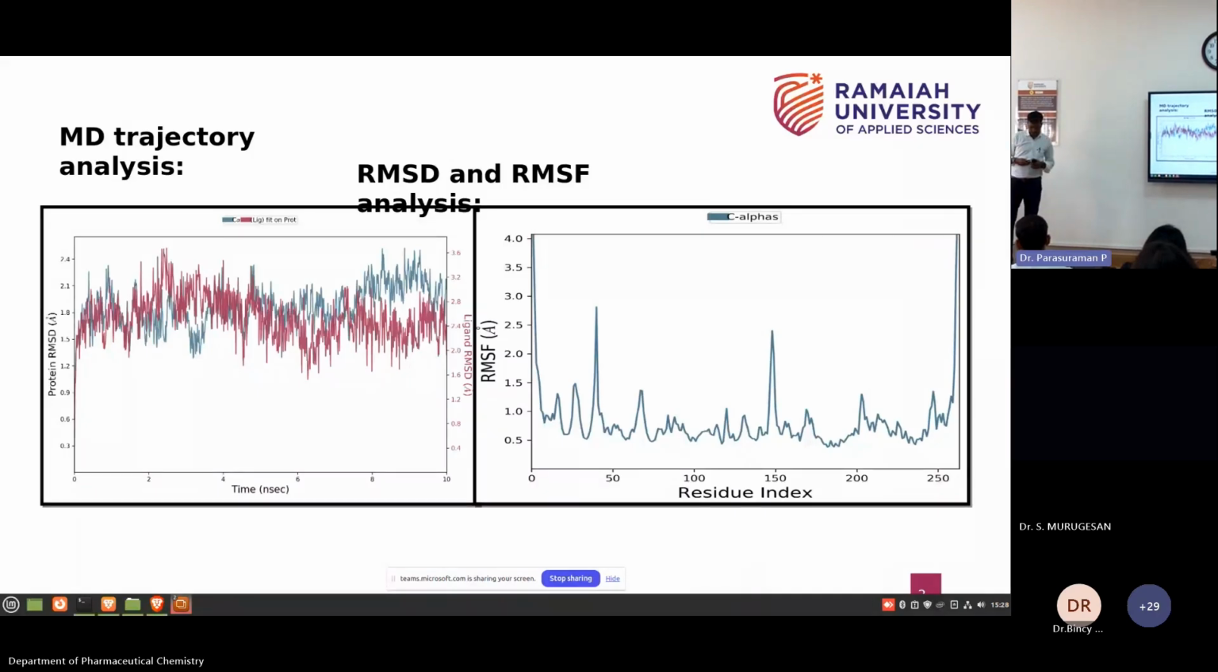In the RMSF, if you have a backbone and loops that are free in the simulation, they will be in continuous motion, so we get more fluctuation throughout the simulation. If the loops and backbone are stiff and not extended with the ligand, we get less fluctuation in the RMSF graph. If a particular amino acid has a specific interaction, it shows less fluctuation throughout the simulation. This is what we can analyze through RMSD and RMSF.